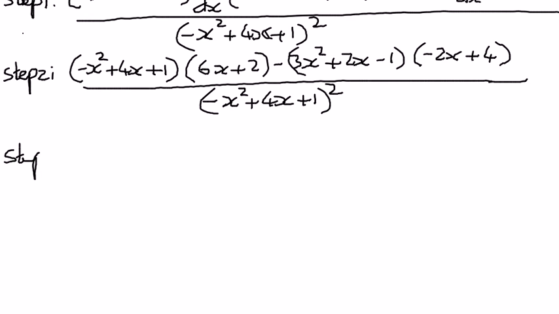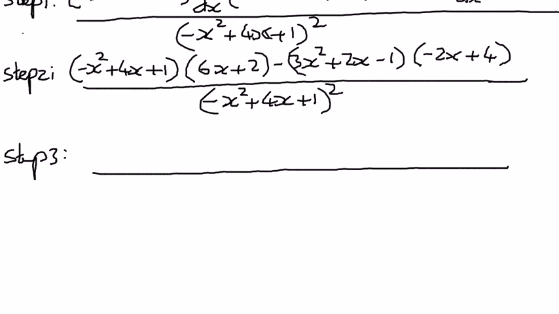Step number 3, we're going to simplify the numerator part, and then we're going to do it as follows. Negative x squared times 6x is going to be equal to negative 6x to the power of 3. Negative x squared times 2 is going to be equal to negative 2x to the power of 2. 4x times 6x is going to be 24x squared. 4x times 2 is going to be equal to 8x. Plus 1 times 6x is going to be equal to 6x. 1 times 2 is going to be equal to 2.